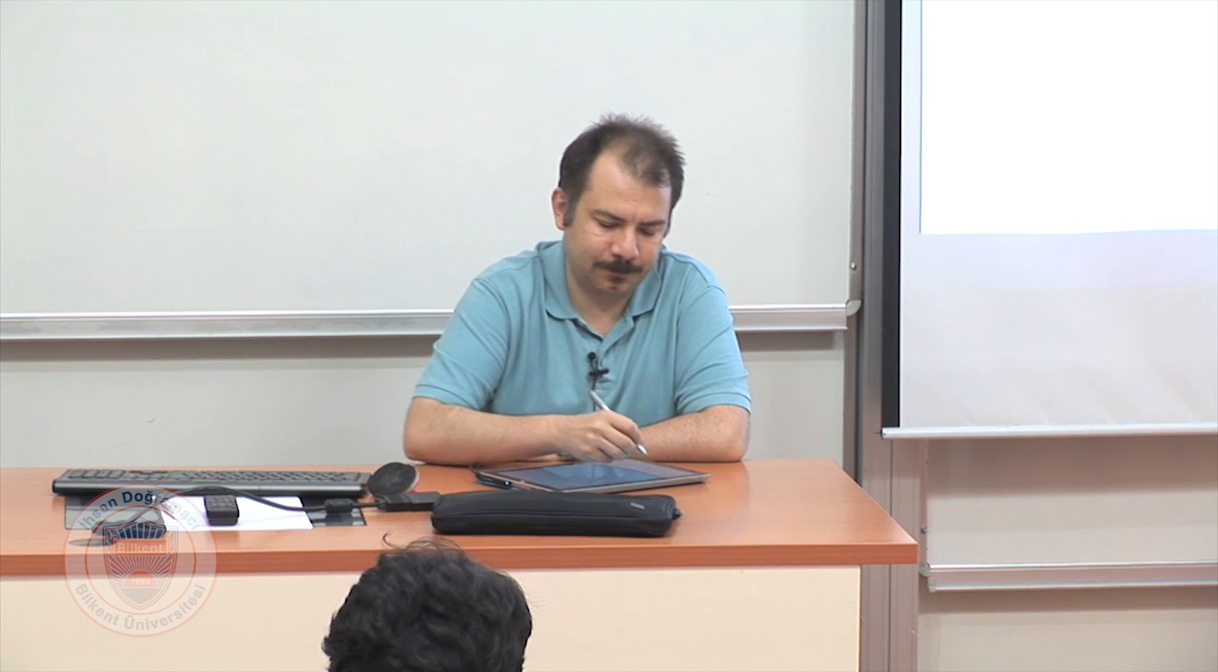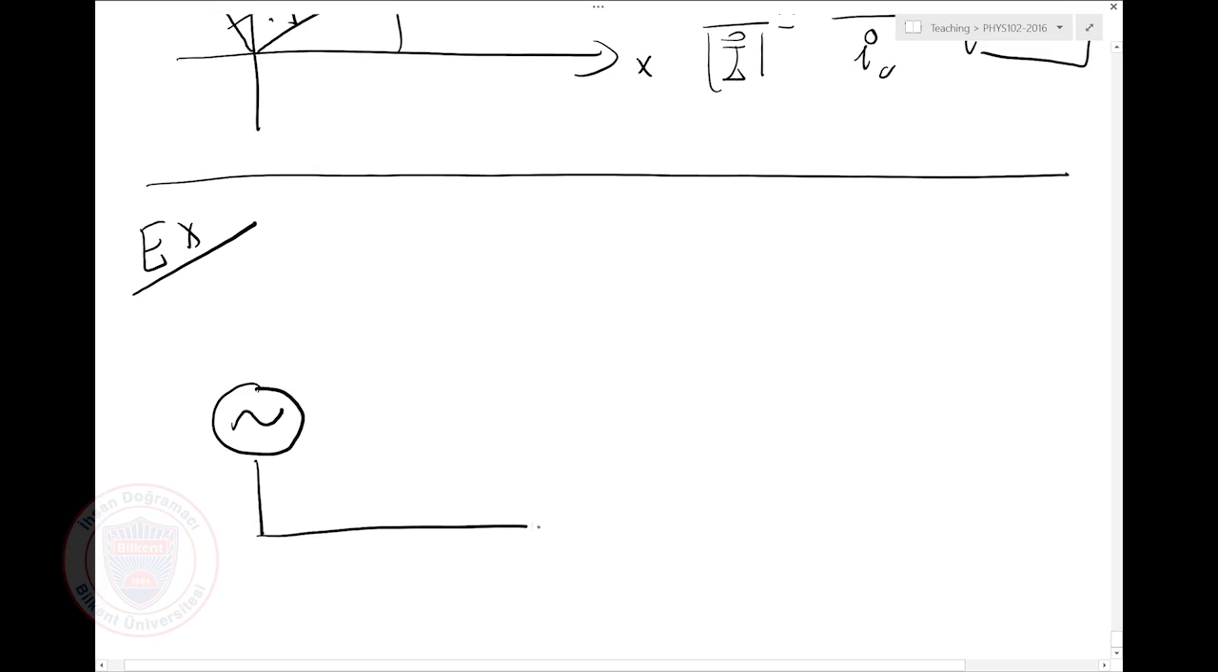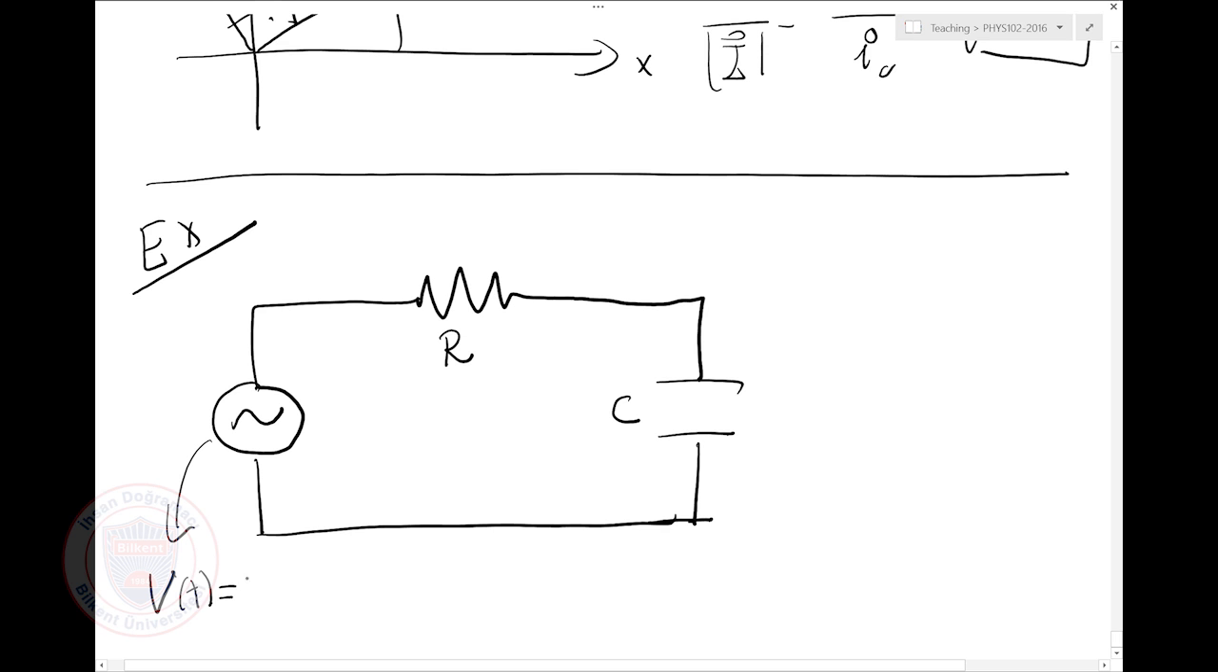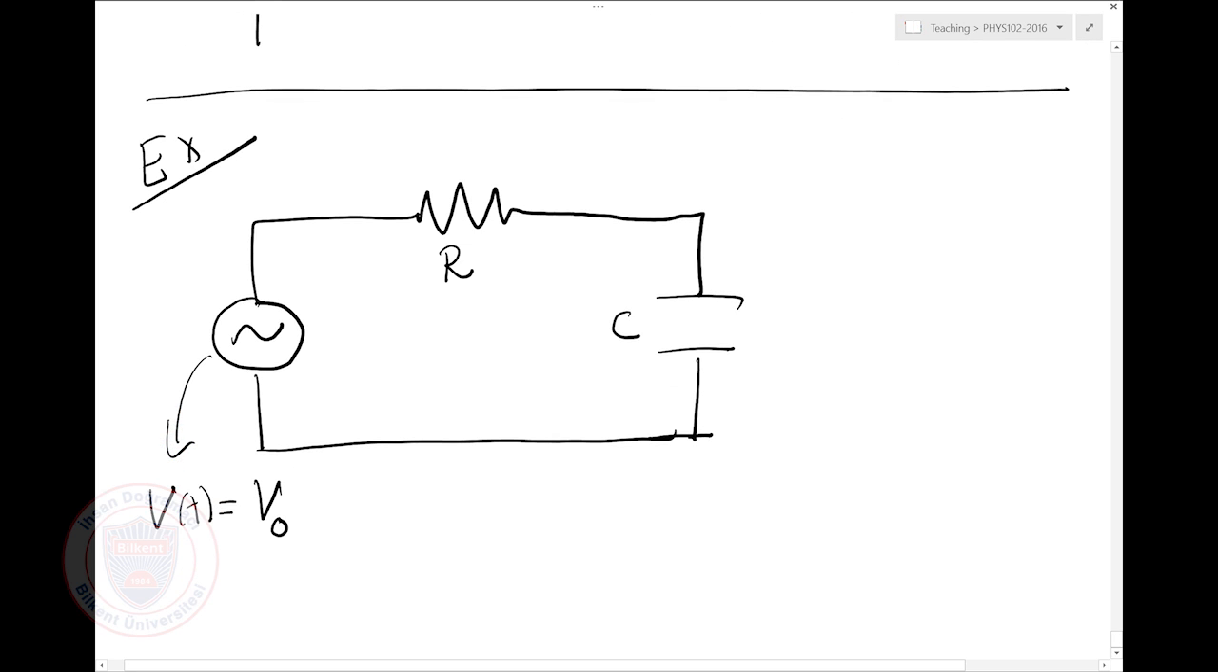Now, how do these help us solve any circuit? Let's start with something simple. Let's say that I have an AC voltage source, a resistor, and a capacitor. Let's say that this voltage source has voltage V0 cosine omega t. All right?